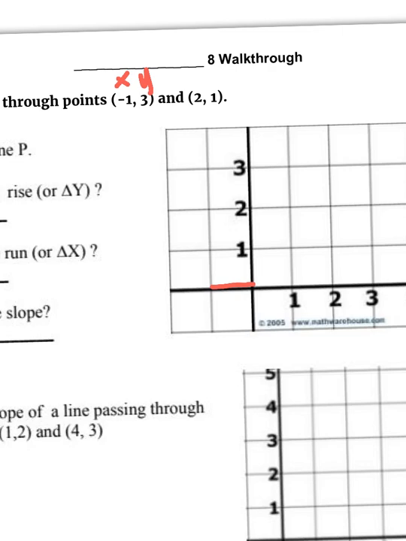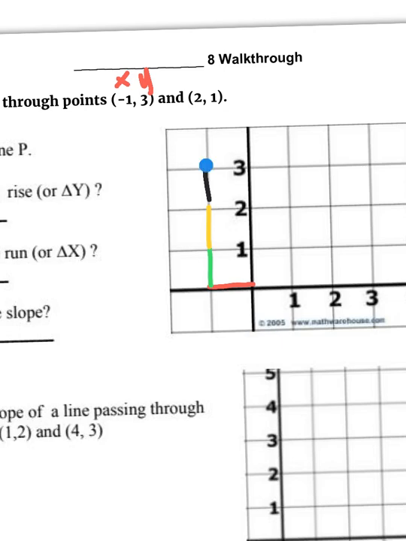So I went to the left 1 on my x-axis because negative is left and positive is right. And then my y movement is +3. So I'm going to go up 1, 2, 3. And so the point -1, 3 is right here.